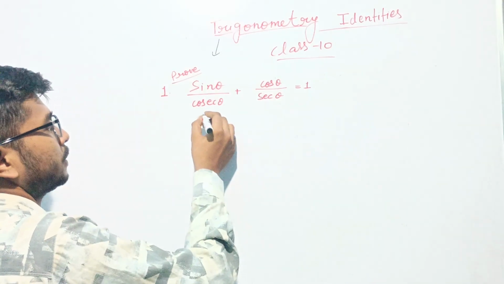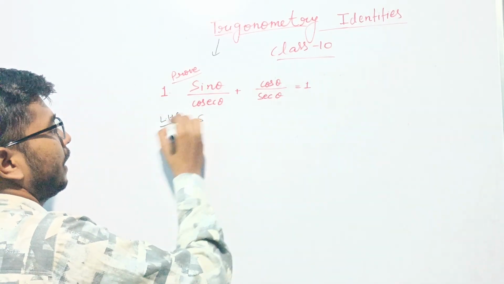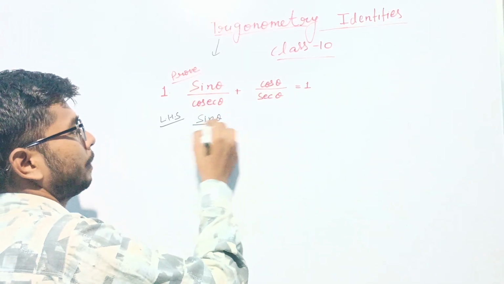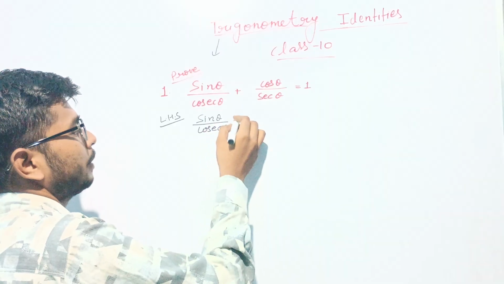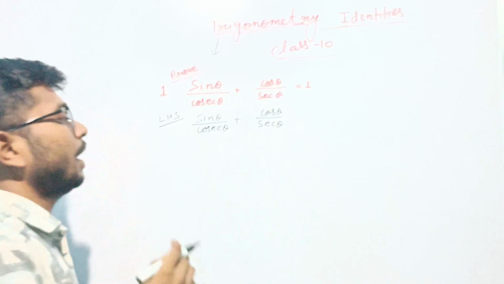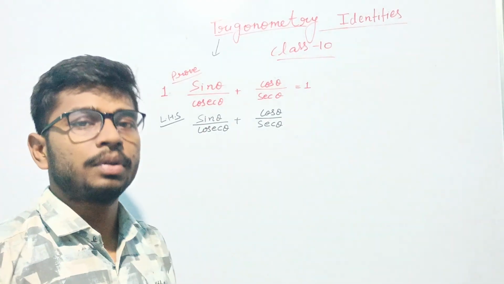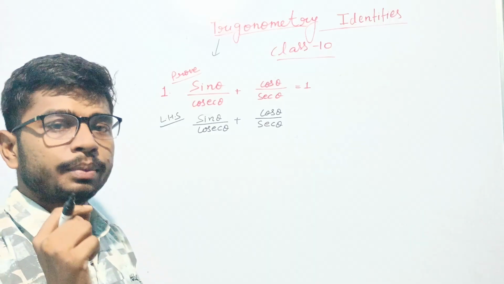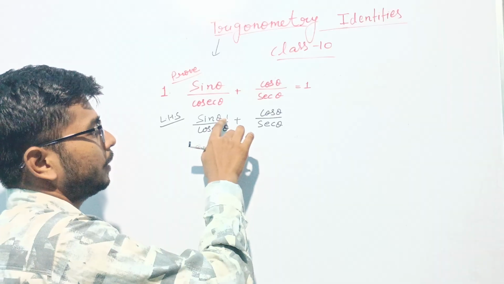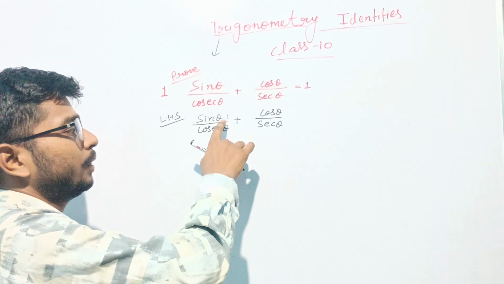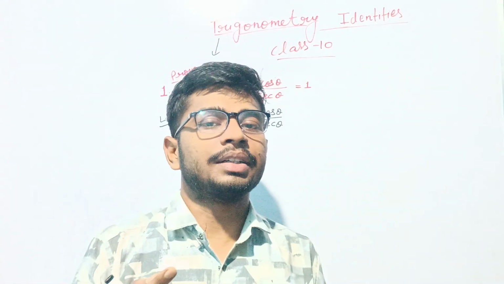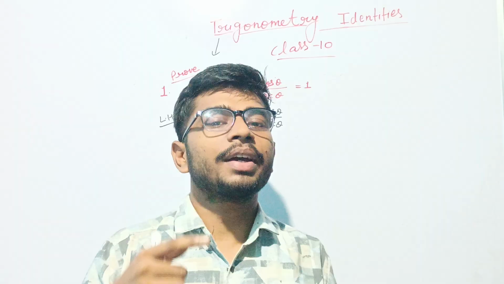Let's do it. LHS means left hand side: sin theta upon cosec theta plus cos theta upon sec theta. I told you the basic formula, 1 upon cosec theta. I put 1 in multiplication with sin theta, because sin theta into 1 is sin theta only. 1 upon cosec theta is sin theta, so in place of 1 upon cosec theta we can write sin theta.